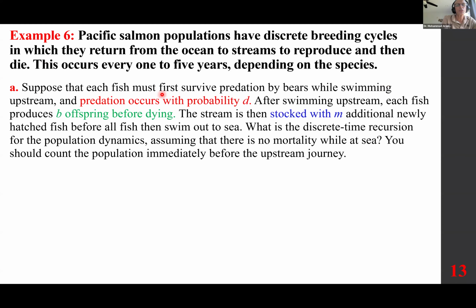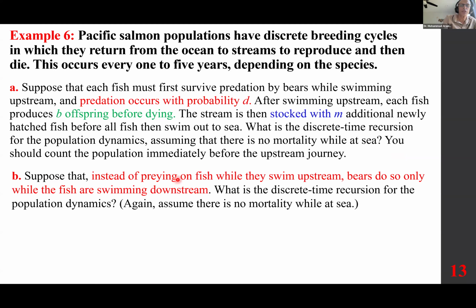Suppose that each fish must first survive predation by bears while swimming upstream, and predation occurs with a probability of D. After swimming upstream, each fish produces B offspring before dying. The stream is then stocked with M additional newly hatched fish before all fish then swim out to sea. What is the discrete time recursion for the population dynamics? Assuming that there is no mortality while at sea, you should count the population immediately before the upstream journey.